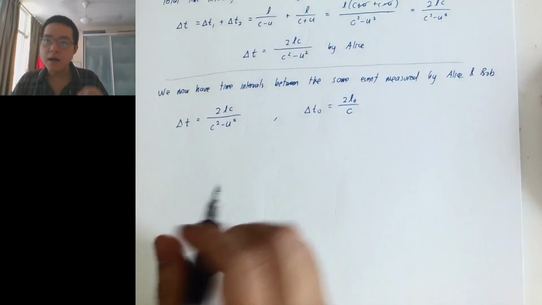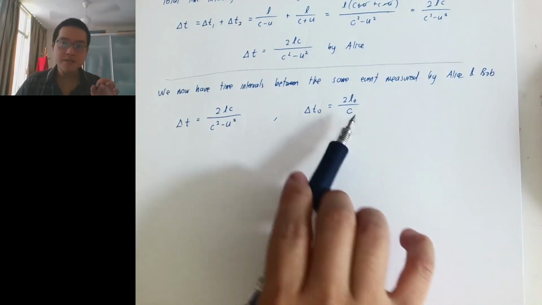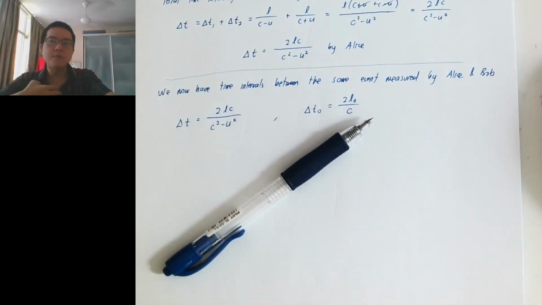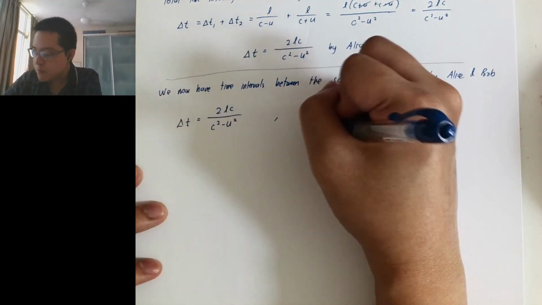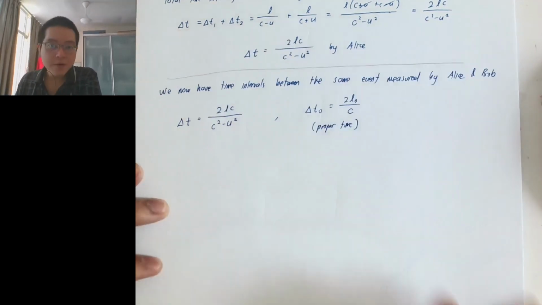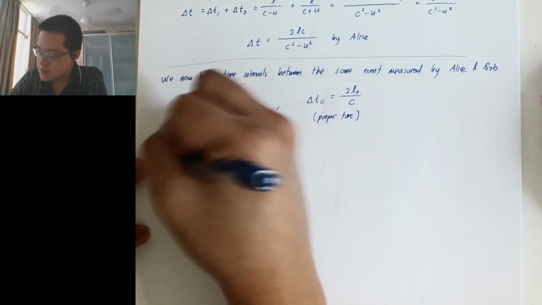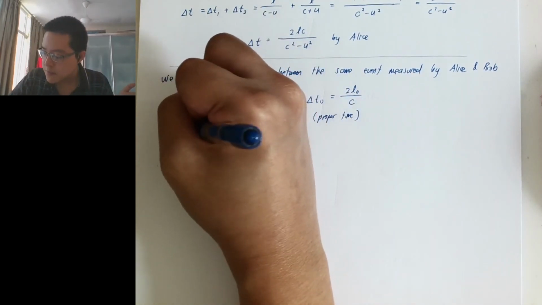Okay, so who gets the proper time here? Bob, right? Because the laser is together on Bob's train. So the laser is at a fixed position on Bob's train. It comes out and comes back at the same position. Therefore, Bob gets the proper time. Now we use the time dilation formula. So I know who has the proper time, and this is not the proper time.